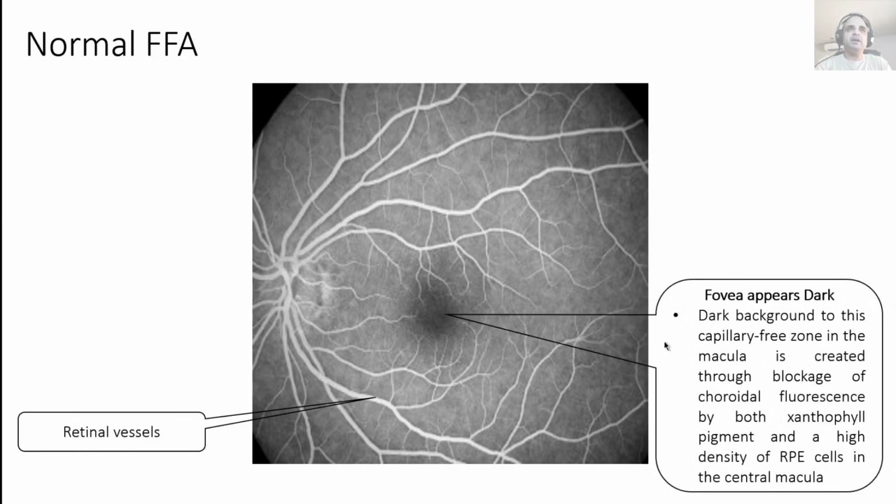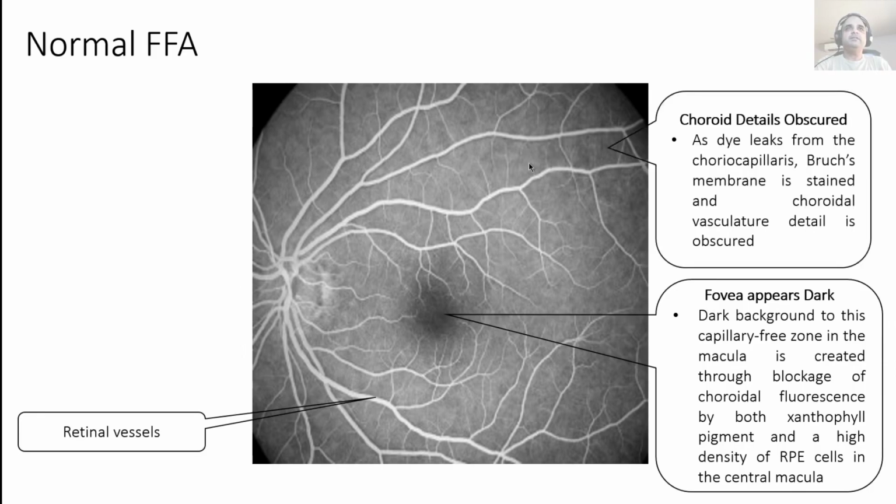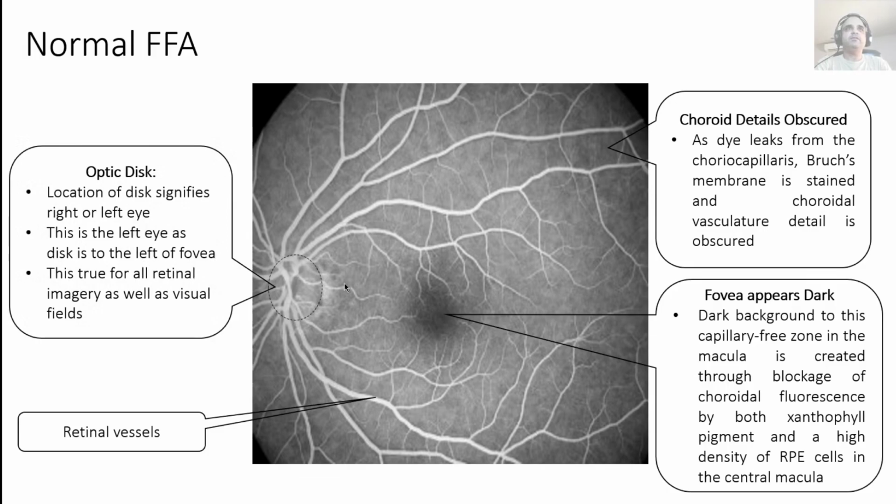The fovea appears dark, and that is dark background because there is an area around the fovea which has no blood vessels. It's called the capillary free zone, so that you have light that can go directly to the photoreceptors at this area. And you can't see the choroidal circulation because of the xanthophyll pigment. So the choroidal fluorescence that you can see everywhere else, this background fluorescence, you don't see here because of xanthophyll, and in addition, the high density of the retinal pigment epithelium in this area. The choroidal details are generally obscured because as the dye leaks from choriocapillaries, it stains the Bruch's membrane, and that prevents you from viewing the choroidal vasculature in detail. And this is the left eye. We've already talked about why this is the left eye.